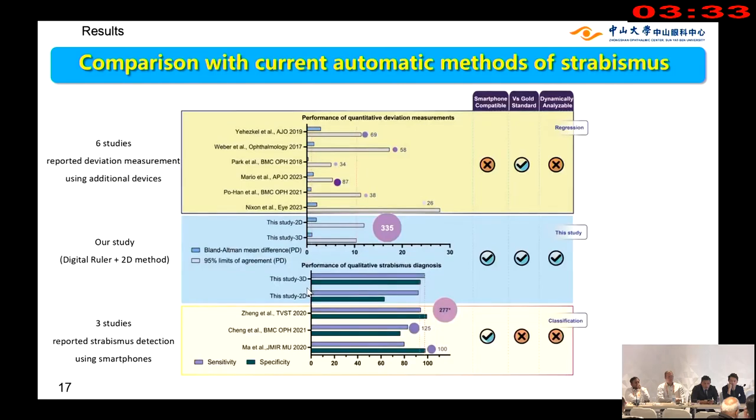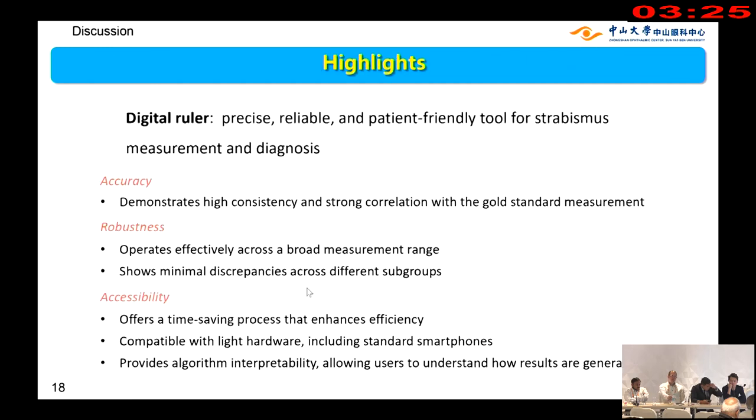Additionally, compared to other reported studies, our research can also provide dynamic evaluation of intermittent strabismus. Overall, the digital ruler is a precise, reliable, and patient-friendly tool for strabismus measurement and diagnosis.